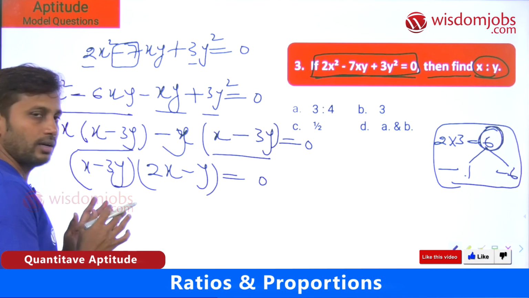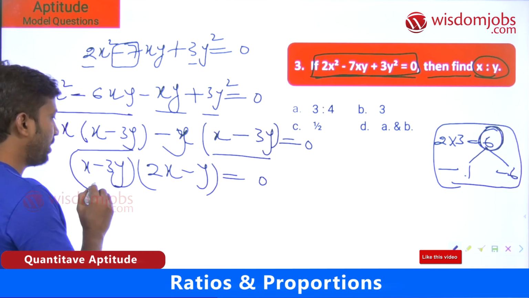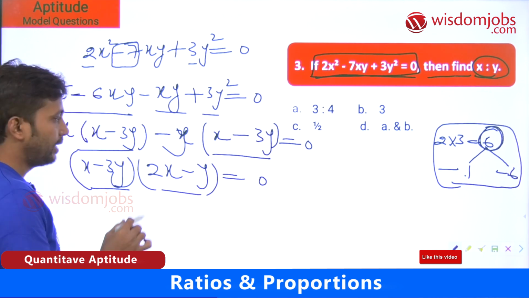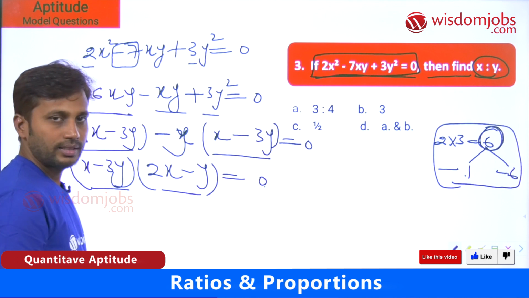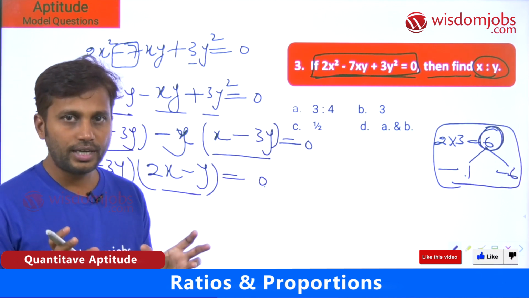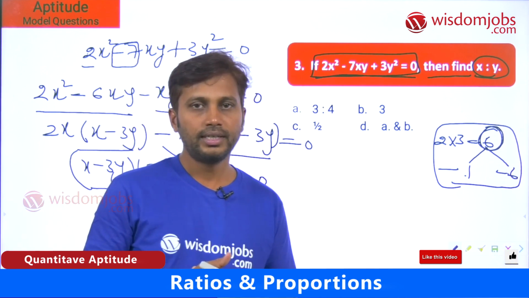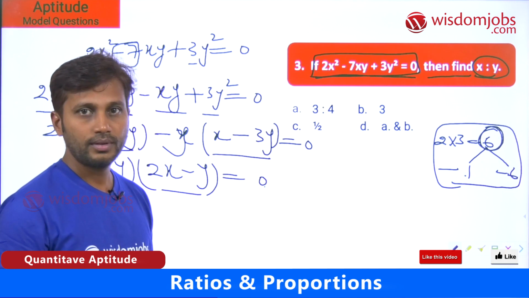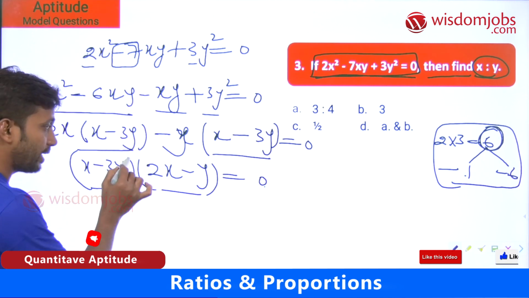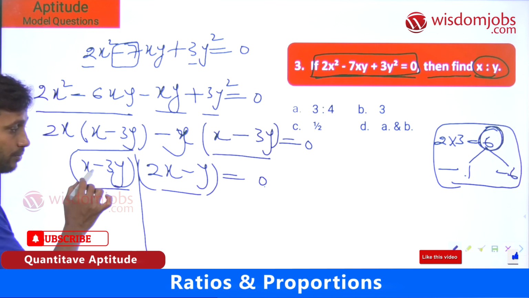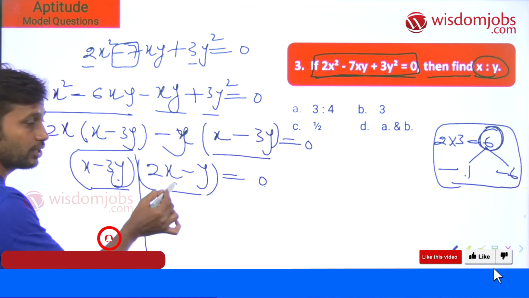Now what is our next step? When we are multiplying these two and we are getting 0, the simple thing is, whenever you multiply two terms and you get 0 as a result, that means either the first one should be 0 or the second one should be 0. So there are two possibilities. Either this should be 0 or this should be 0.